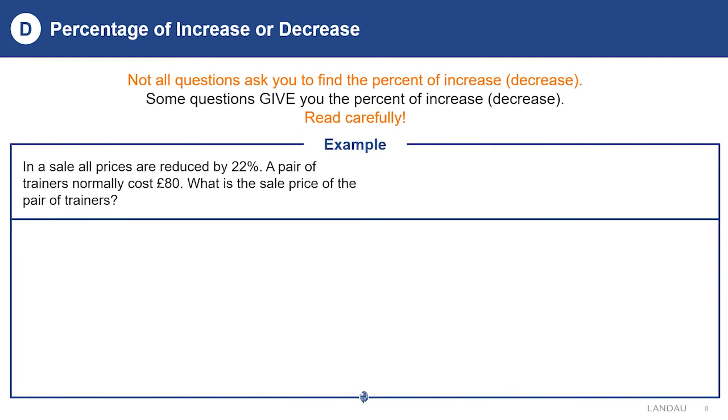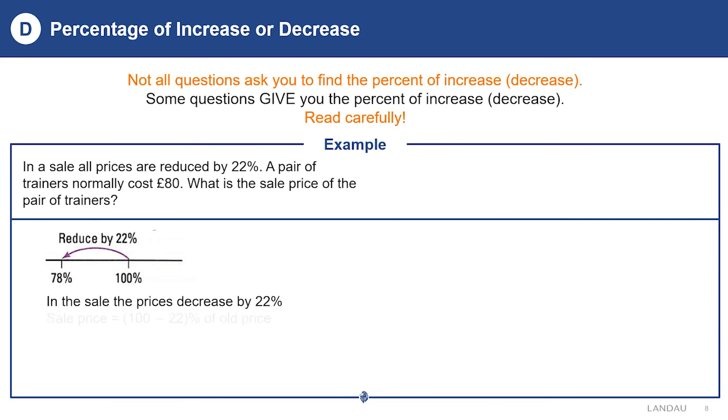In a sale, all prices are reduced by 22%. A pair of trainers normally cost £80. What is the sale price of the pair of trainers? That means that if the normal price was 80, now the price should be lower. By how many percent lower would that price be? That price will be reduced by 22%.